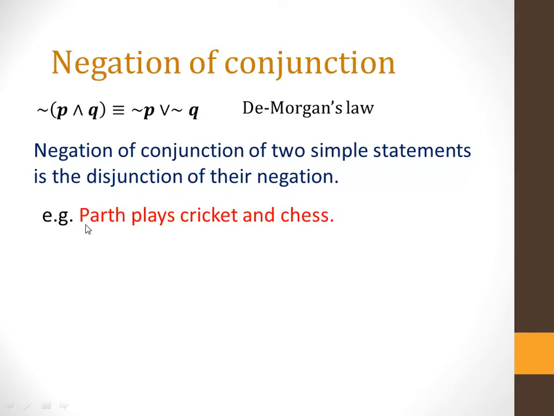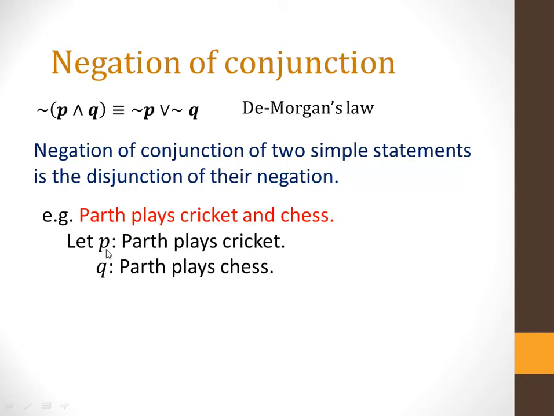If the given statement is Parth plays cricket and chess, there are two simple statements. Consider P as Parth plays cricket and Q as Parth plays chess. So what is the symbolic form of this? It is P and Q.